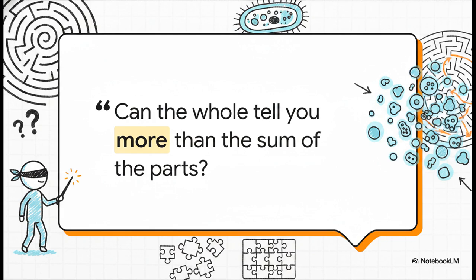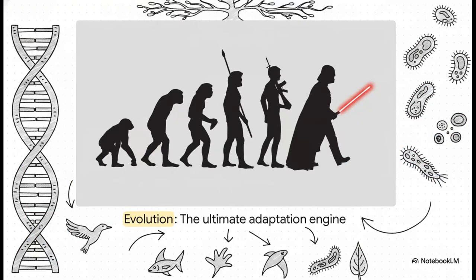Instead of sending out one lone algorithm to blindly feel its way through a dark room, what if we sent in a whole population? Can a collection of points working together tell us more about the search space than individual points acting entirely on their own? Or, as the saying goes, can the whole tell you more than the sum of its parts? Well, the answer is a resounding yes, and biological evolution is our proof.